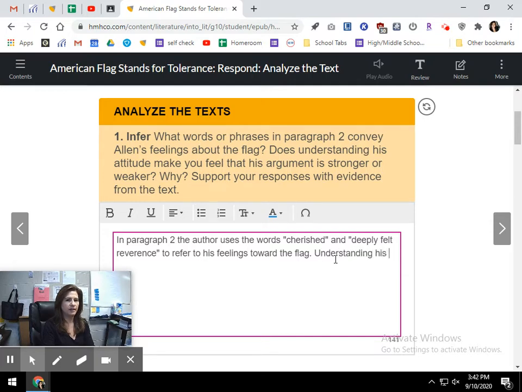Understanding his attitude of respect makes his argument stronger. Now, the next question is why? And a lot of times when we're writing out answers like this, that's the part that we want to skip, because it's easier to say what the author actually said than it is to tell why, or try to infer why he said that. Notice that this is an inference question. We have to infer some things. But anyway, why does that make his argument stronger?